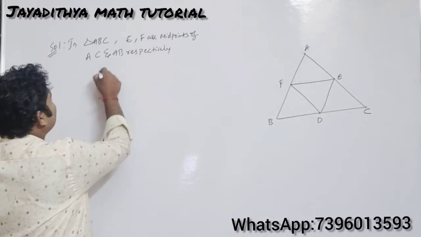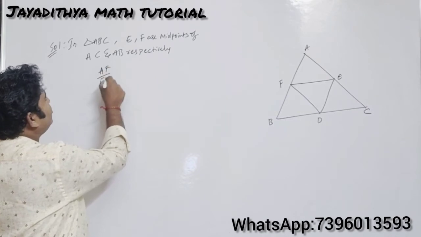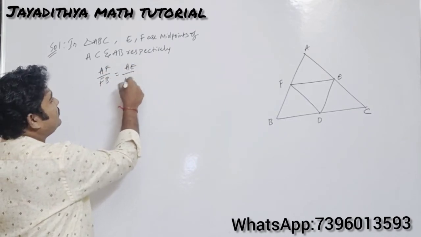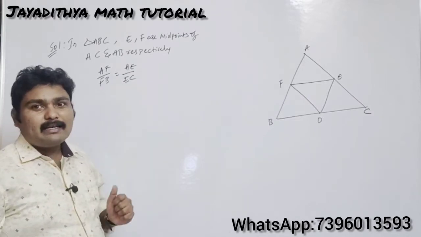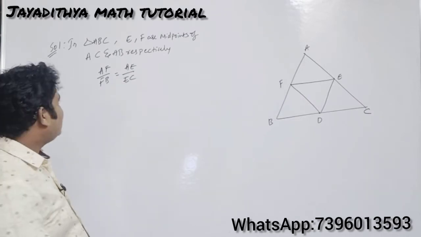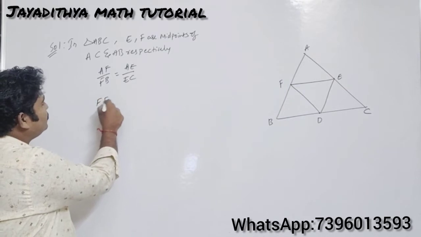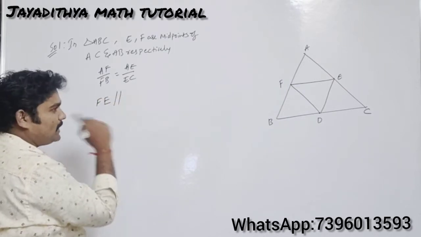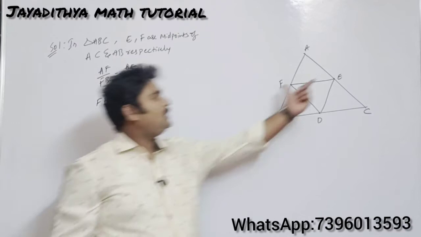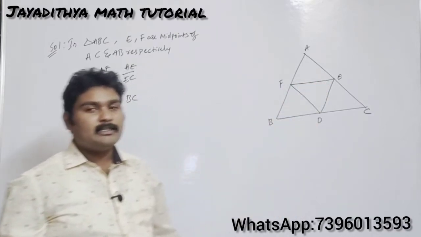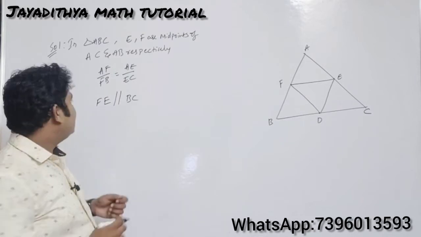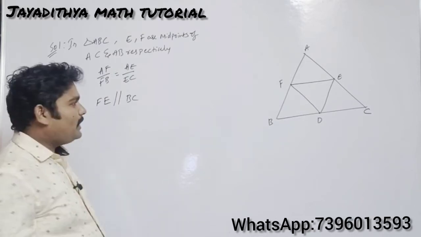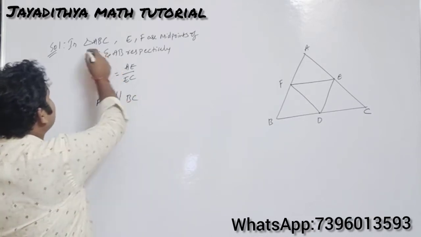So what can you write here? AF by FB will be equals to AE by EC. Right. So if the ratios are equal, by converse of basic proportionality theorem, what can we say here? So by converse of basic proportionality theorem, you can say that FE is parallel to BC. FE is parallel to BC by converse of basic proportionality theorem. If you don't watch my previous videos, please do watch them, then you'll understand this concept clearly. Okay, and in the same way, you can also write one more step here similar to this one.